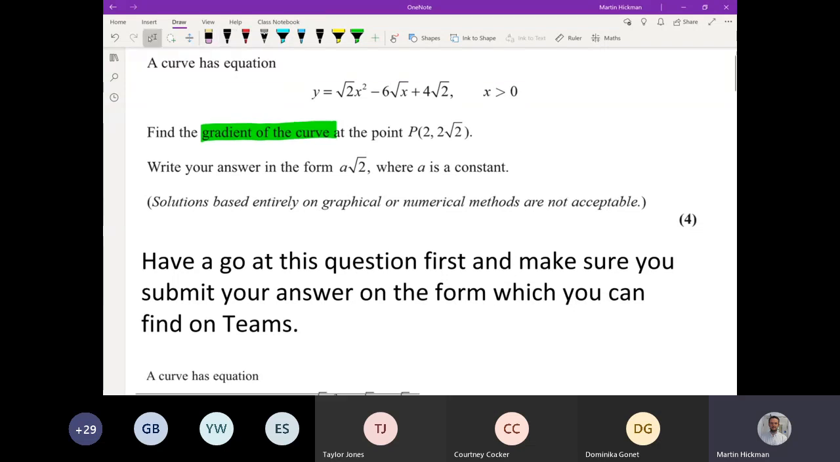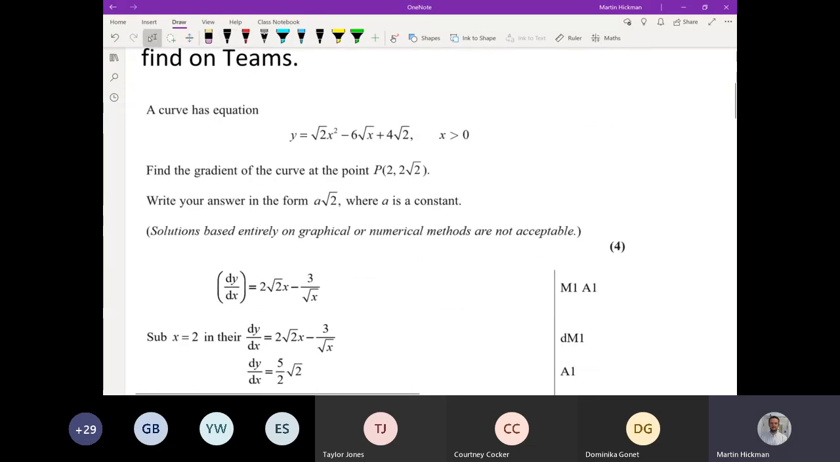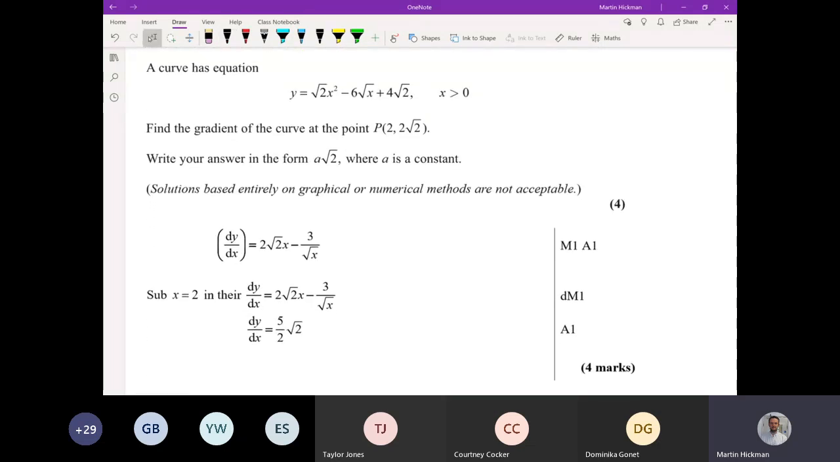So I'm just going to show you here the mark scheme for this. So we differentiate the following. Now the first term, we've got the root 2 x squared. So when I differentiate this term, I need to multiply by the 2, so multiply by the old power. So that's where you get the 2 root 2. And then the power comes down by 1, so the x squared goes down to an x.